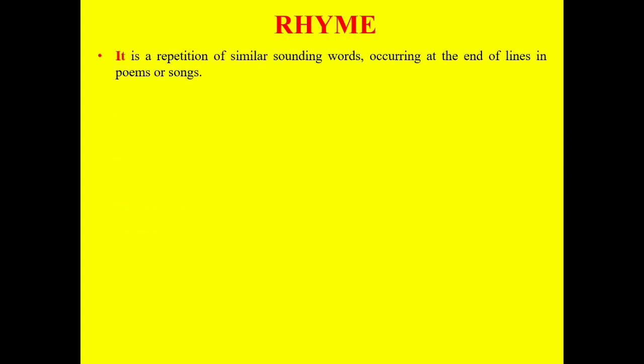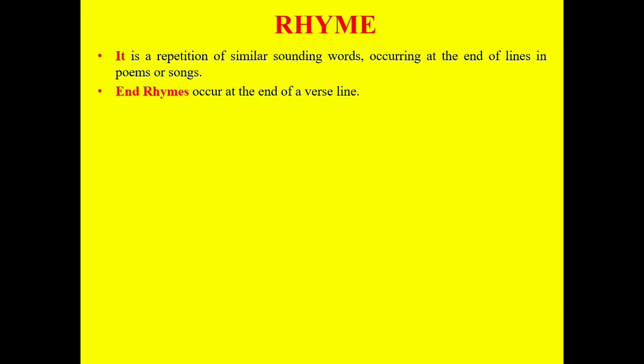Now let us look at what a rhyme is. A rhyme is a repetition of similar sounding words which occur at the end of lines or in the middle of the line in a poem or a song. For example, you can see the types of rhymes. The first one is end rhyme, which occurs at the end of a verse line. So the last word and the last syllable is going to repeat in alternate lines or in sequence.